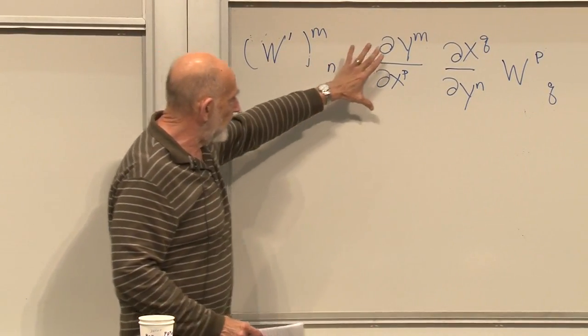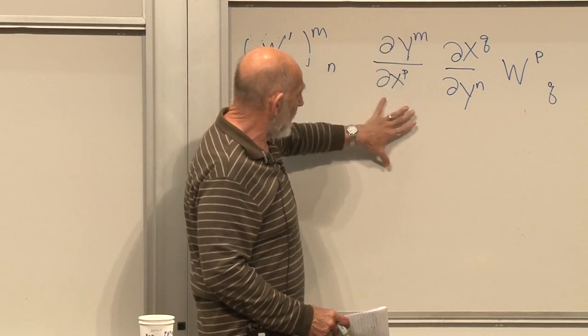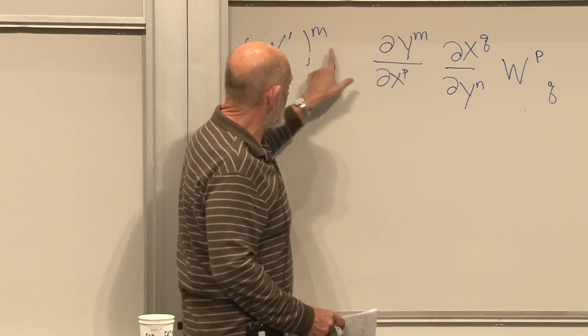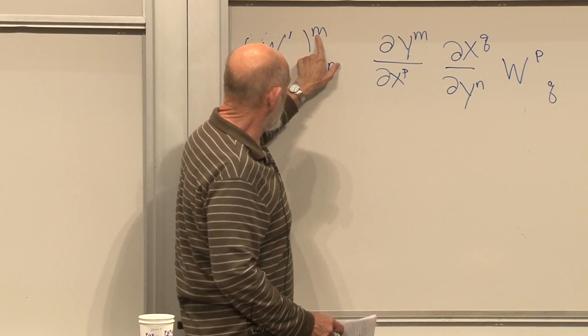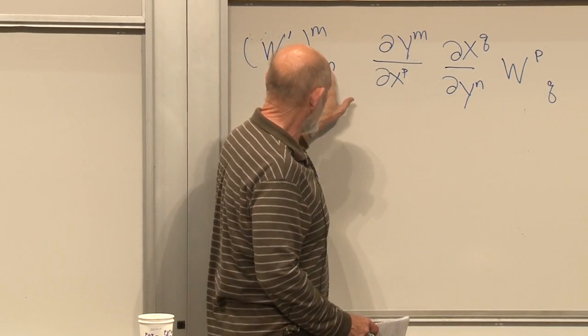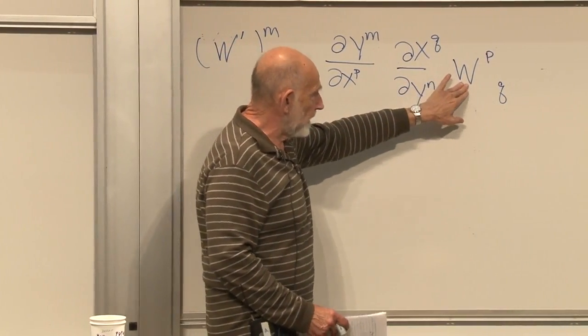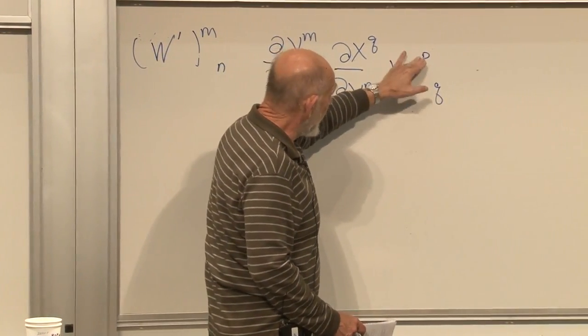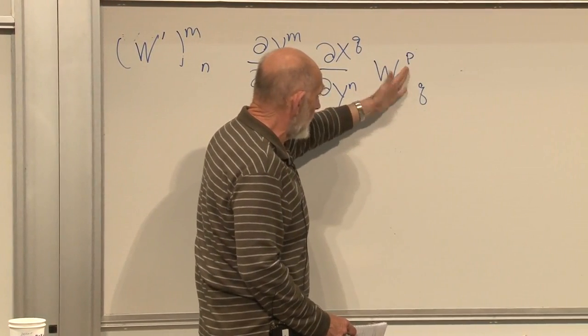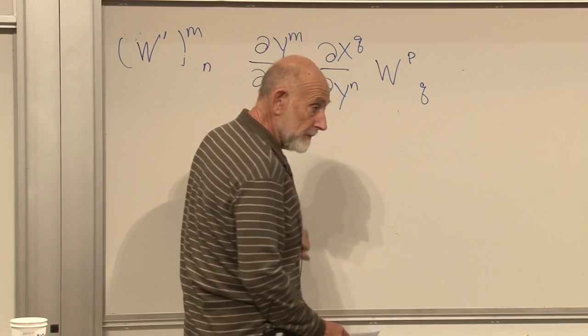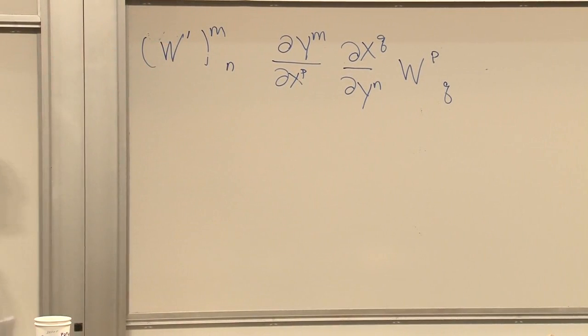For each index, there's a dy by dx or a dx by dy, and you simply track where the indices go. m upstairs, n downstairs. We're going to have a W here, unprimed W. It's going to have some components. Let's call them p and q. And the p's and q's have to balance. All right, this is very general.